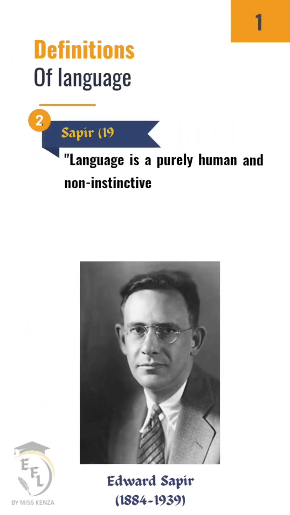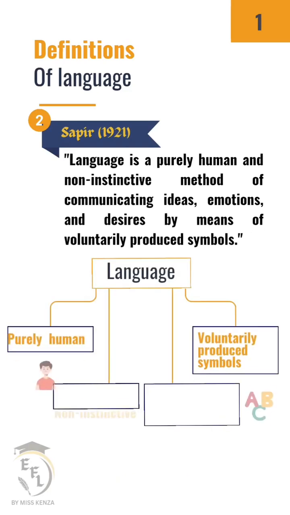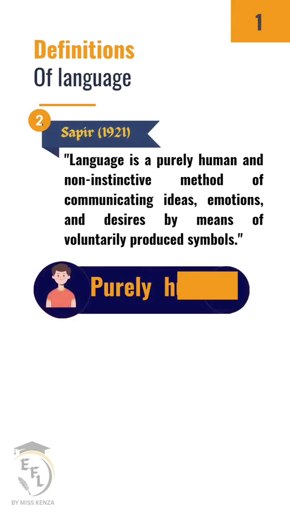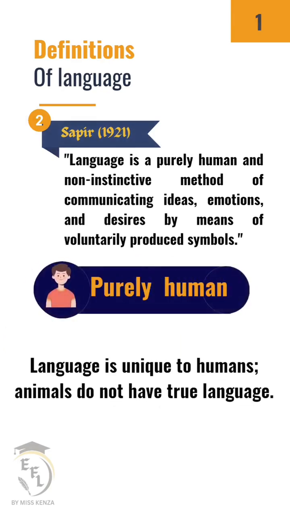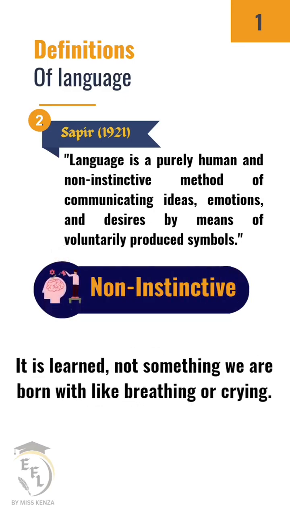The second scholar is Edward Sapir, who defined language in 1921 as a purely human and non-instinctive method of communicating ideas, emotions, and desires by means of voluntarily produced symbols. Language as purely human means that it is unique to humans only, i.e., animals do not have true language. Non-instinctive means that language is learned, not innate, i.e., it is not something we are born with like breathing or crying.